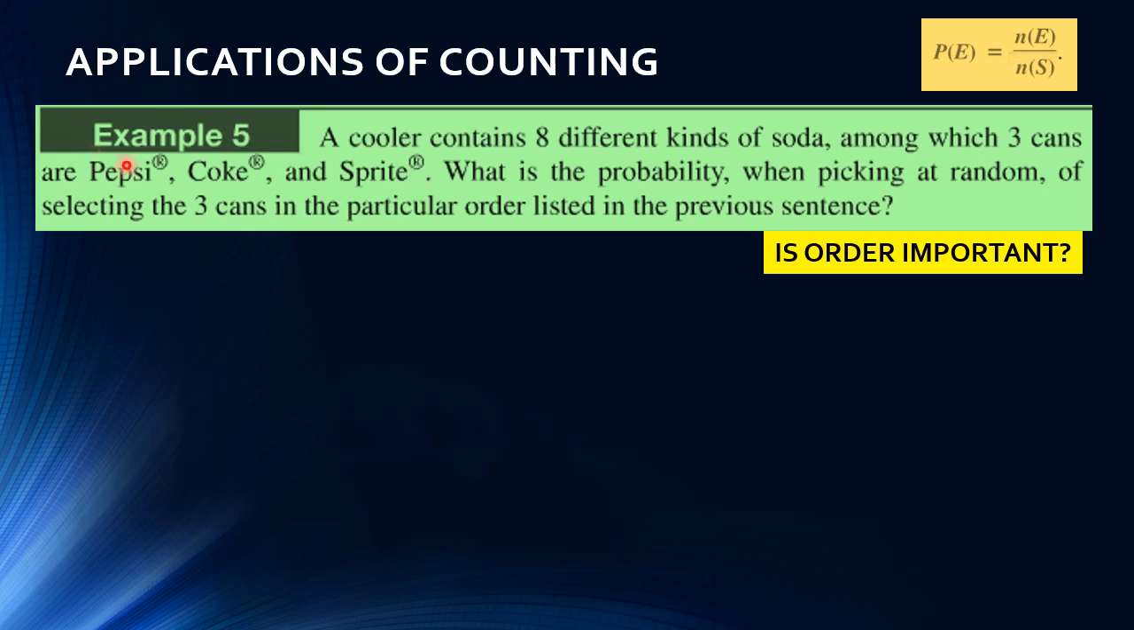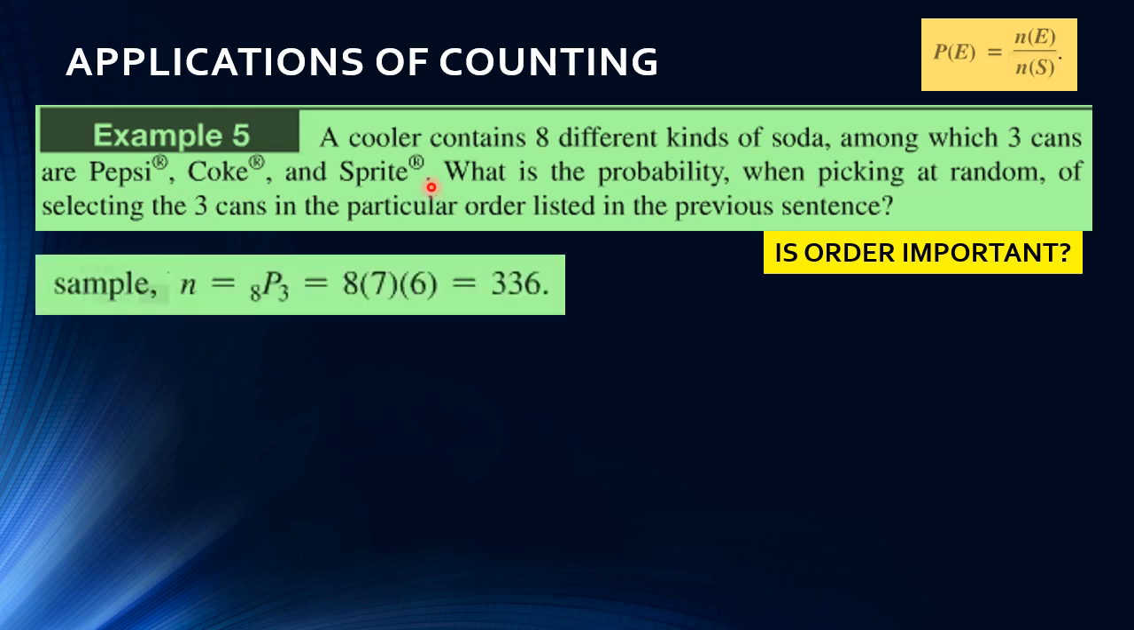Well, how many Pepsis are there in the cooler? 1. How many Cokes are there in the cooler? 1. How many Sprites are in the cooler? 1. Because there are 5 other kinds. There's 8 different kinds of soda, and only 3 of them, 1 Pepsi, 1 Coke, and 1 Sprite, are there. So this is actually a really simple problem.